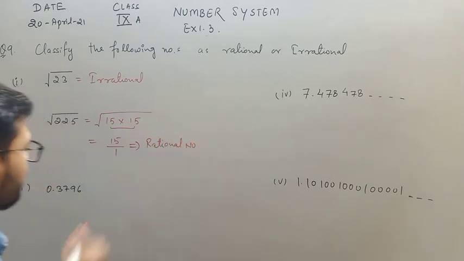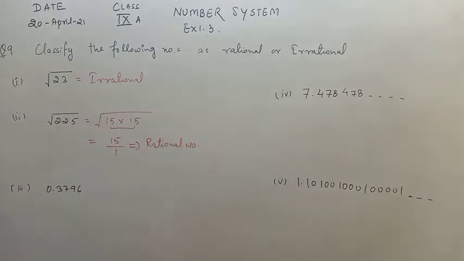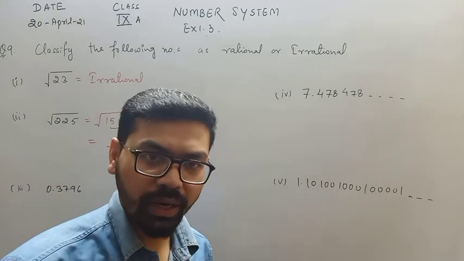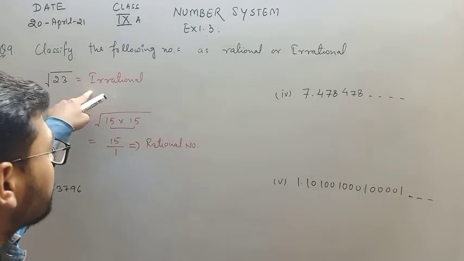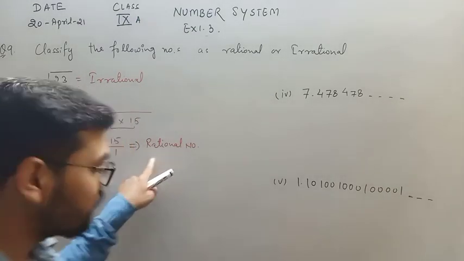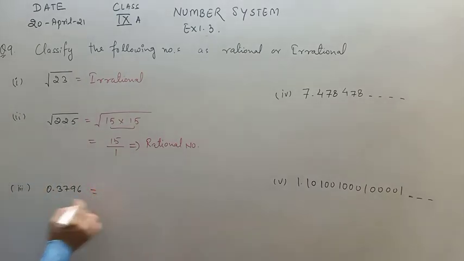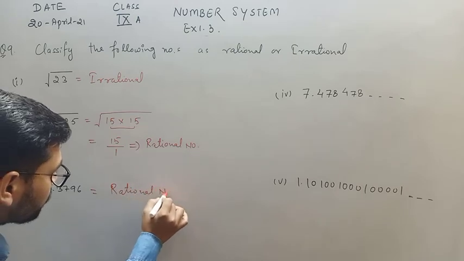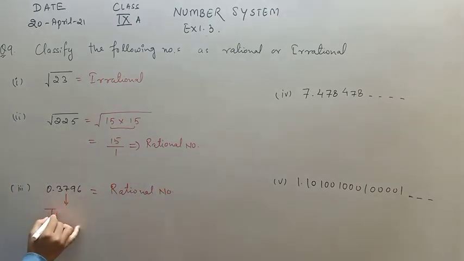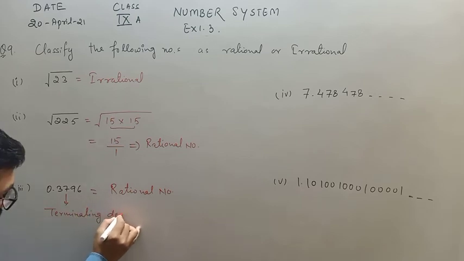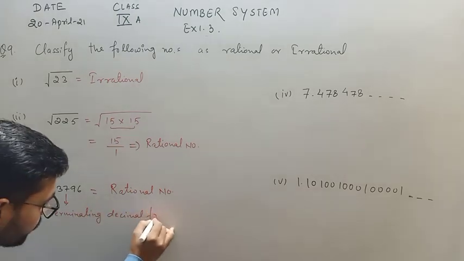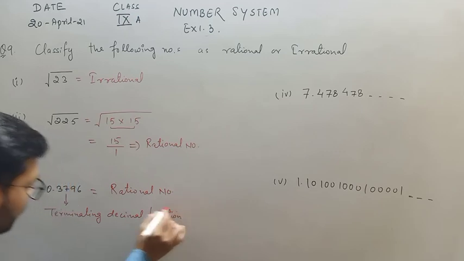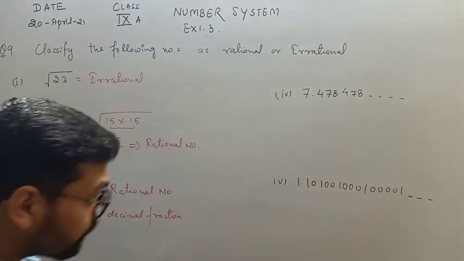Any doubt in this? So I think you people are also getting why I'm writing this as irrational, why I'm writing this as rational. Now, what is the reason behind why I'm saying 0.3796 is a rational number? Reason is this is a terminating decimal fraction. That's why this is a rational number.